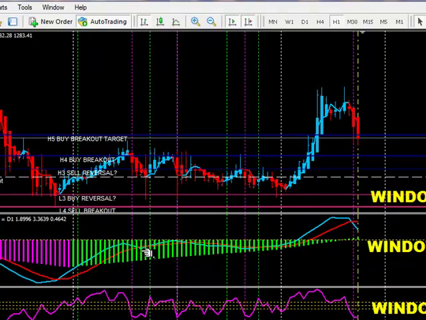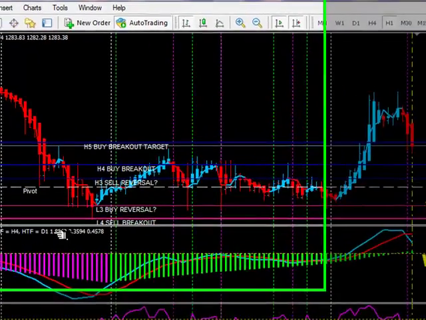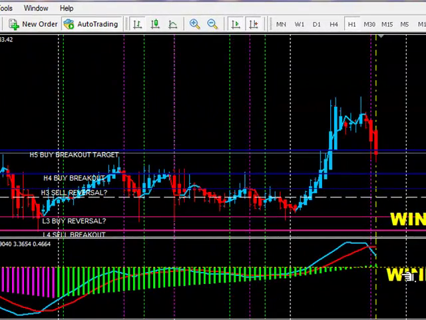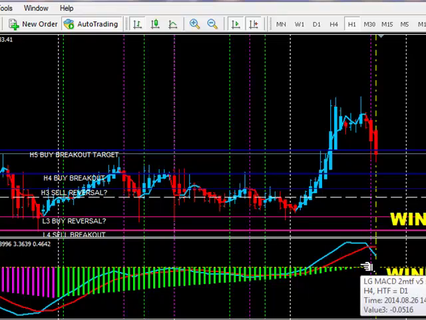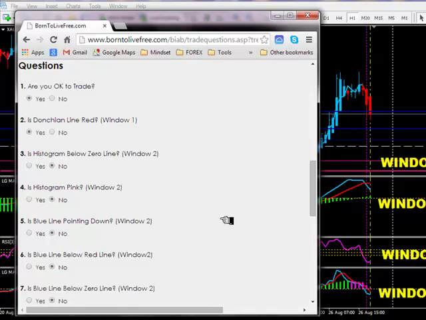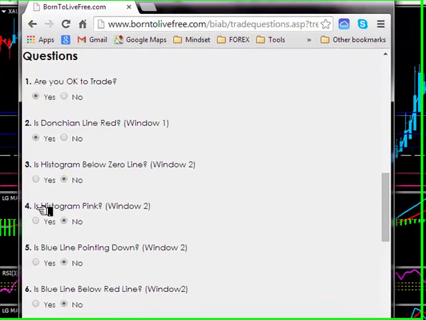Another way to have a quick visual is to look at the figures here. So the first number represents the blue line, the second one represents the red line, and the third one is the histogram. But of course, if you've got something that's that close to the 0, you might want to question whether you want to enter this trade or not. Things to consider. So that was question 3, we answered no.